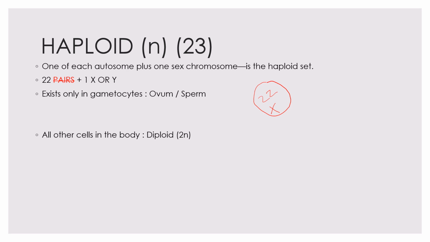So the ovum can have only 22 autosomes and one sex chromosome, which is the X. Whereas the father, can he produce sperms with a Y chromosome? Yes, he can produce 22 and Y. Why? Can he produce a gamete, a sperm, with an X chromosome? Yes, he can. 22 and an X.